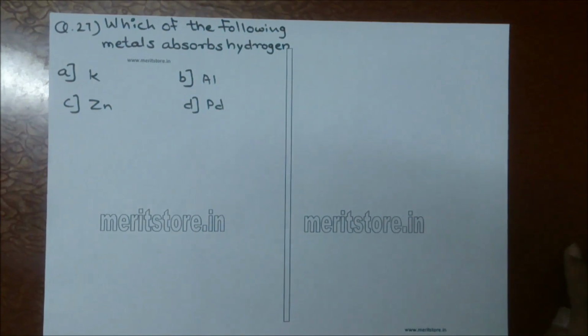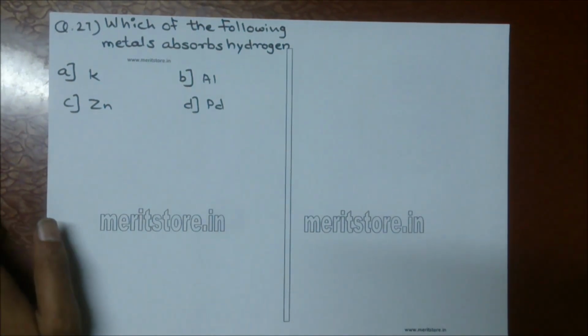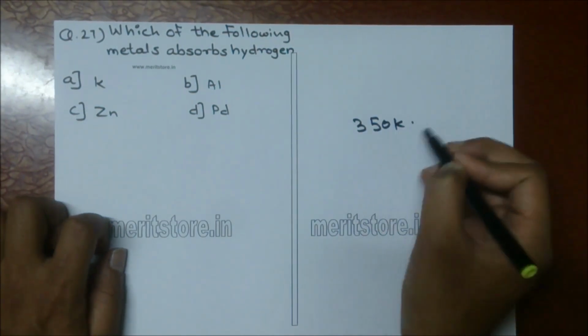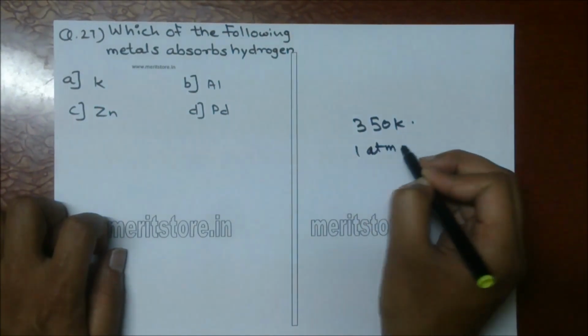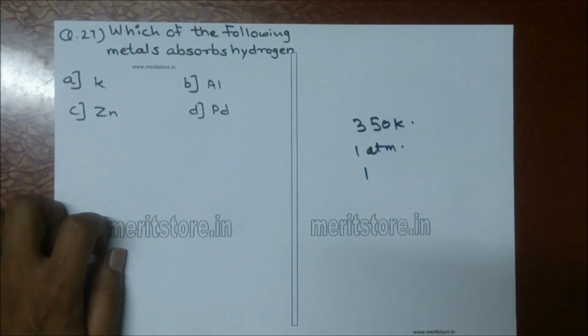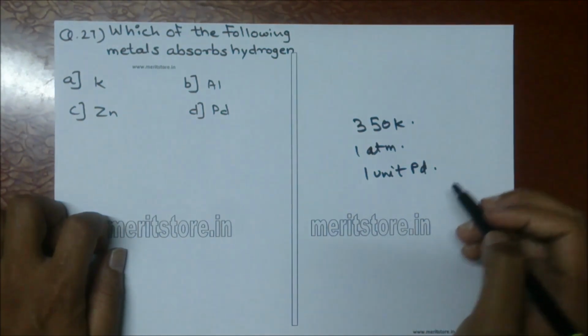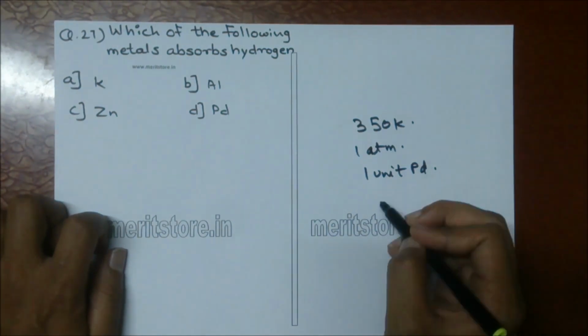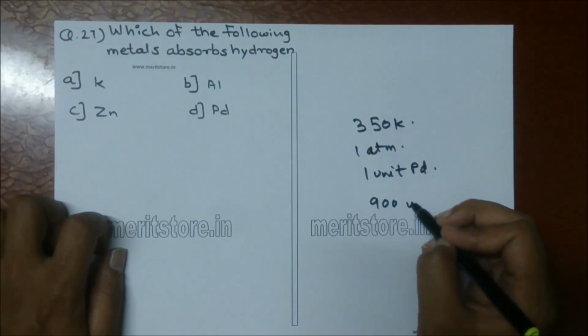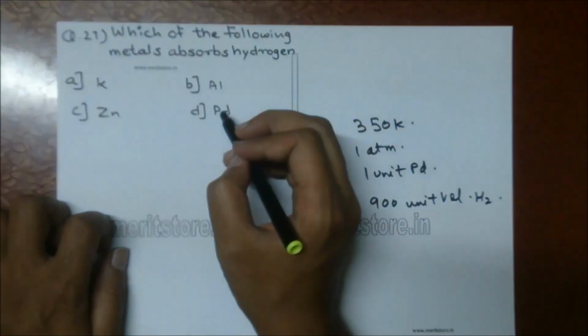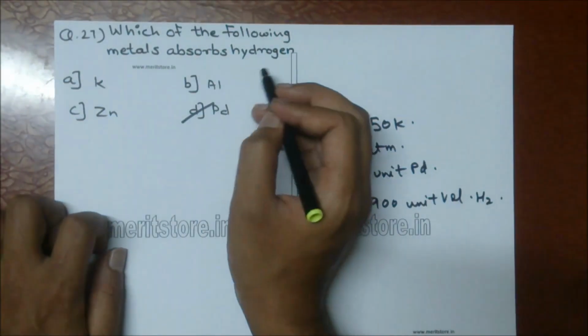Question number 27. Which of the following metals absorbs hydrogen? A. Potassium, B. Aluminium, C. Zinc, D. Palladium. So at 350 Kelvin, 1 atmosphere pressure, 1 unit volume of palladium absorbs 900 unit volume of hydrogen. So palladium, or Pd, absorbs hydrogen.